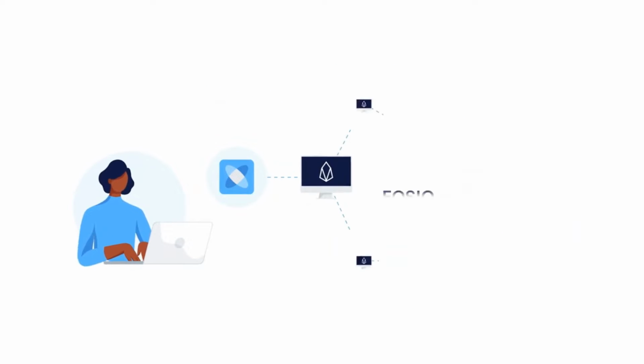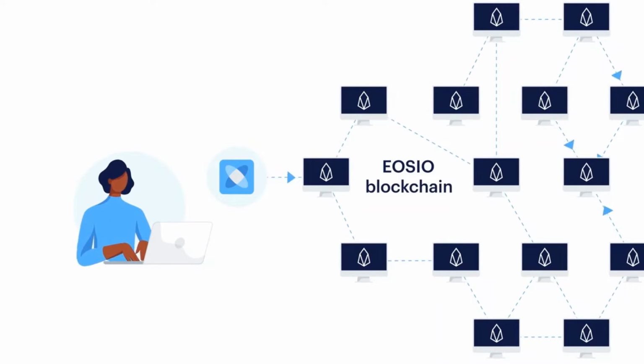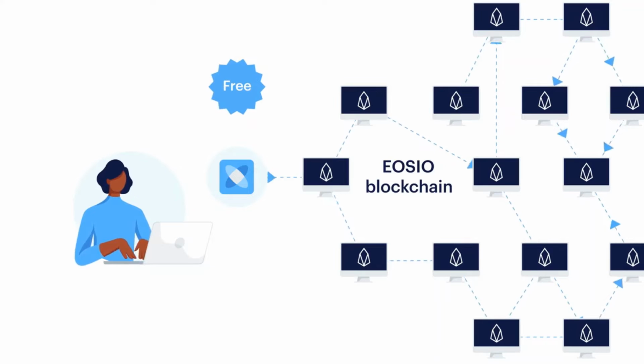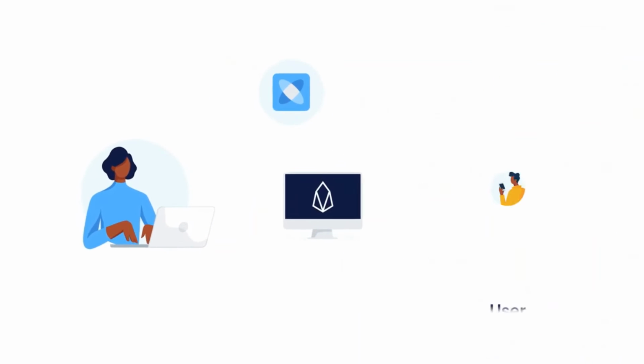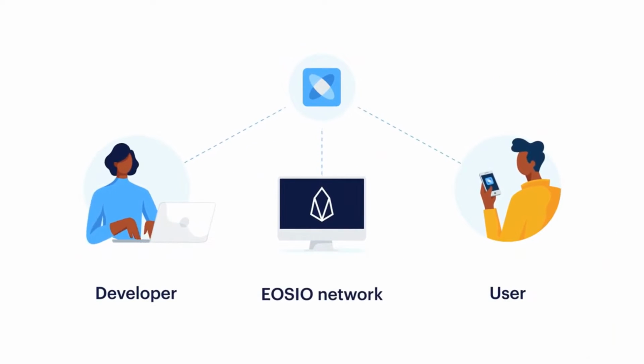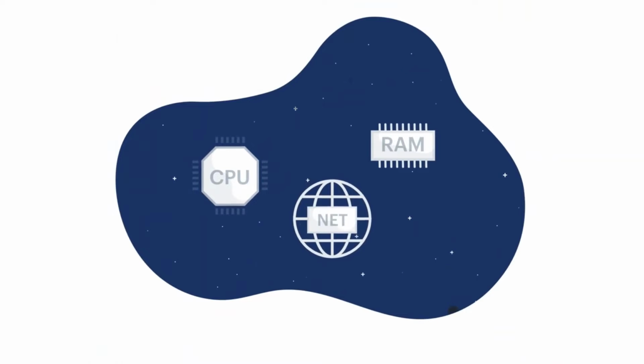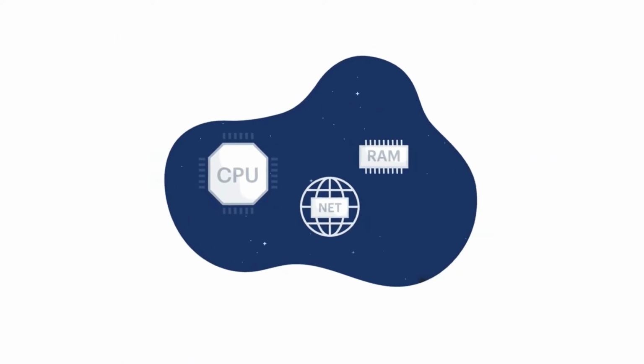EOS and other EOSIO blockchains approach things differently. On EOSIO blockchains, developers like Sally don't have to pay to upload or update applications, and users don't have to pay to use them. Instead, both users and developers leverage EOSIO's 3 network resources to cover the network's costs.